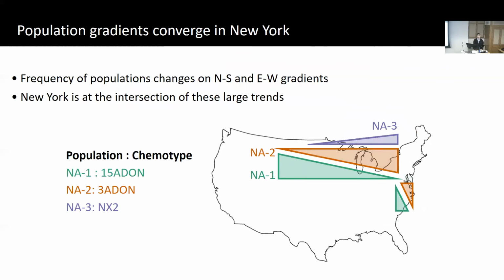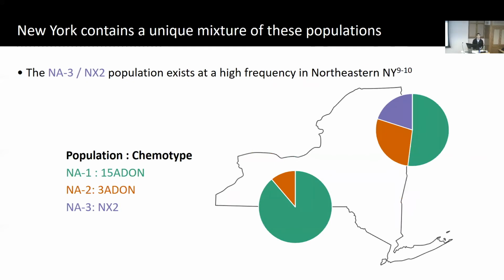This NA3 population was only discovered recently, and its known geographic range is much more restricted. The prevailing hypothesis is that this chemotype evolved after the others and originated in the extreme northeastern United States or in Canada. I point all of this out because New York sits conveniently at the intersection of these gradients. Because of this, New York has a very unique mixture of these 3 populations, and we also happen to have the highest known frequency of these NX2 producing isolates that corresponds to that NA3 population.